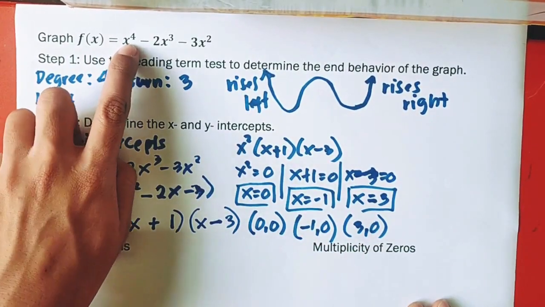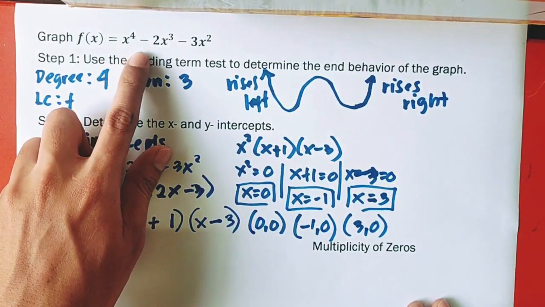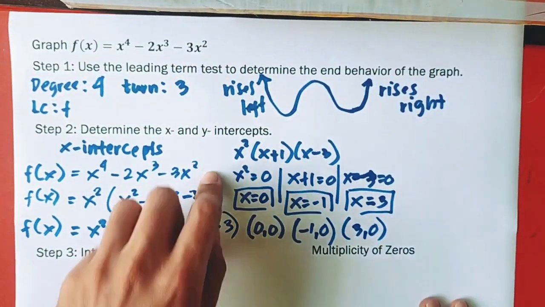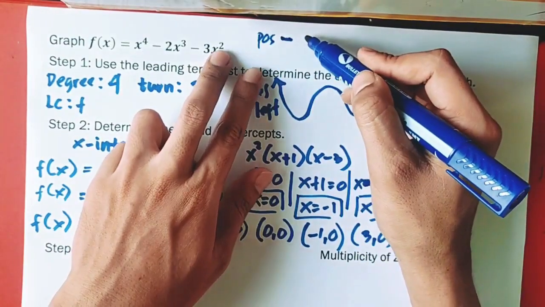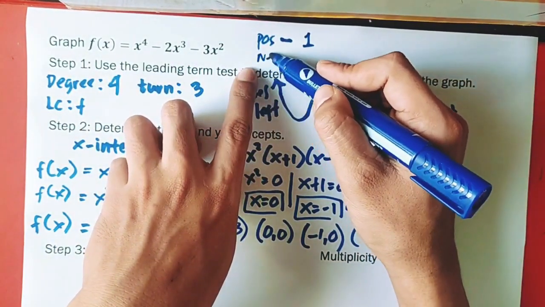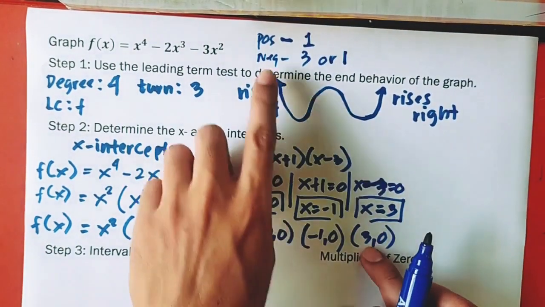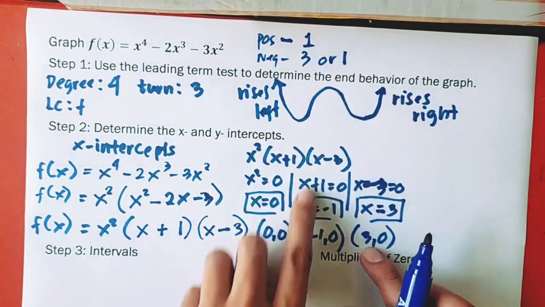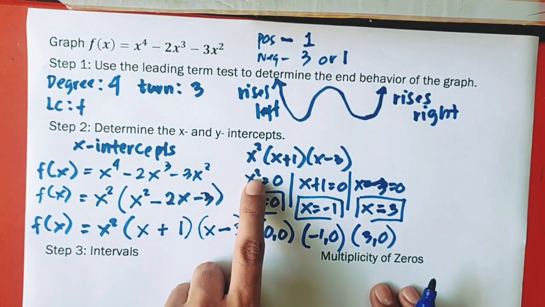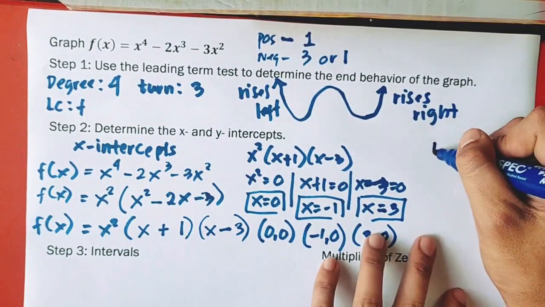Sir, the exponent is 4. Why are there only 3 zeros? Let's try to check using Descartes' rule of signs. We have positive, that becomes negative 1. That becomes negative 1. So for the positive root, we have only 1. For the negative root, 4 minus 1, that is 3 or 1. So 1 positive, and negative, it's not 3, but it's 1. 4 is the expected number of roots because the highest exponent is 4. So we have 2 zeros here because this exponent is 2. So 1, 2, 3, 4. Okay, let's now solve the y-intercept.